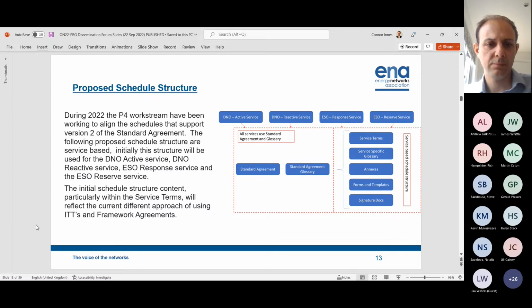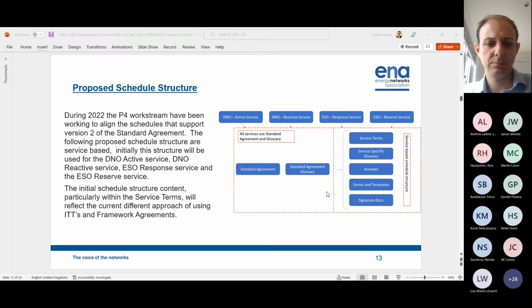Initially we were looking at the DNO services, the DNO active service and the DNO reactive service, and then the ESO response and reserve services. I need to be really clear that this piece of work is the first of a progression of steps over the coming years for greater alignment. But this is the first step towards that.